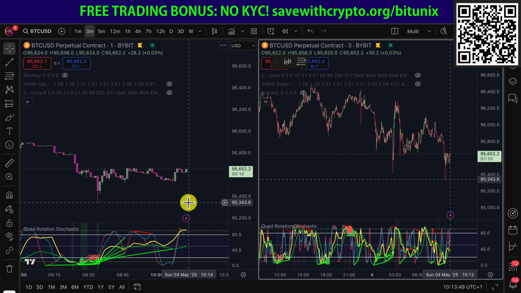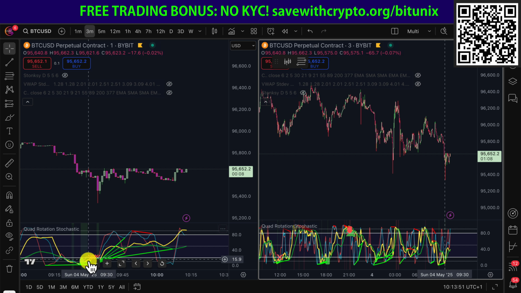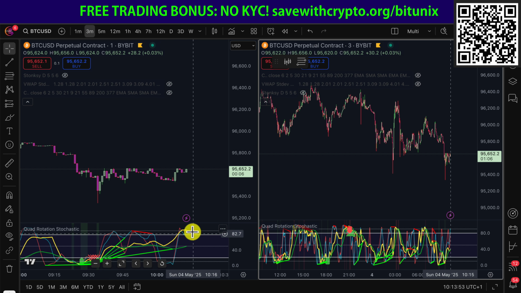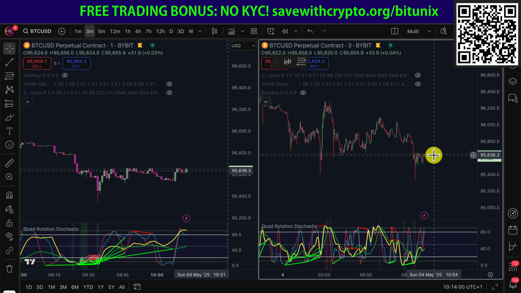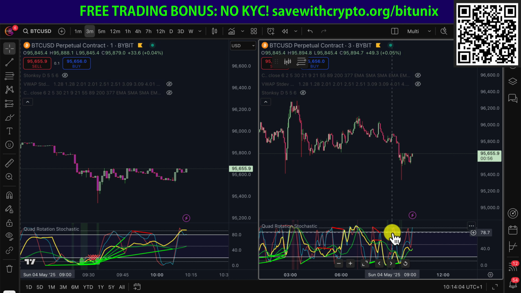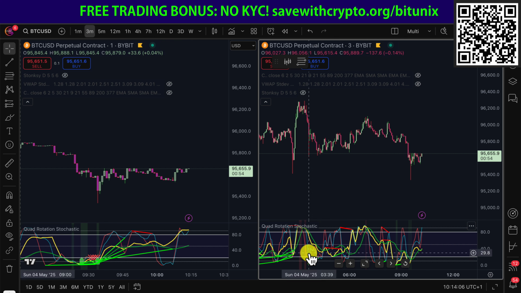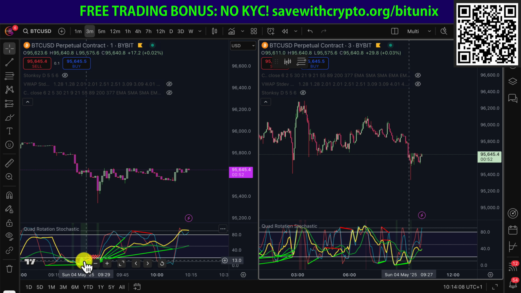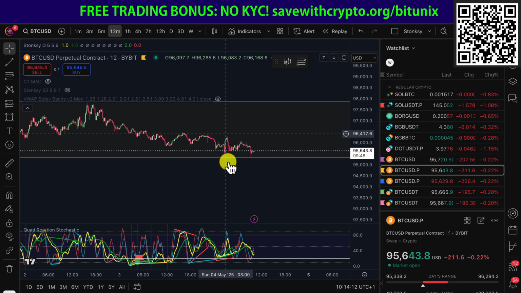So I would say what we're looking for here is to see these stochastics on the 1 minute come back down here below the 20% mark again, and then also wait for it to do that on the 3 minute time frame. If they both come down together and you start to see things like these red crosses and green arrows, then have a check on the 12 minute time frame.